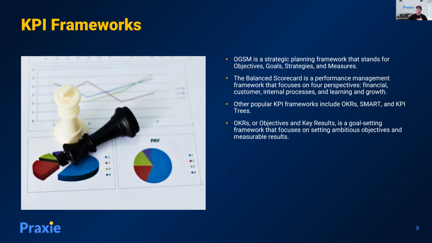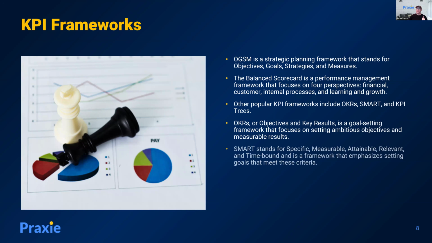OKRs, objectives and key results. It's quite similar to KPIs. Goal setting framework focused on ambitious objectives and measurable results. SMART: specific, measurable, attainable, relevant, and time-bound. And honestly, whatever framework you're using, you should use a SMART methodology to build those KPIs.